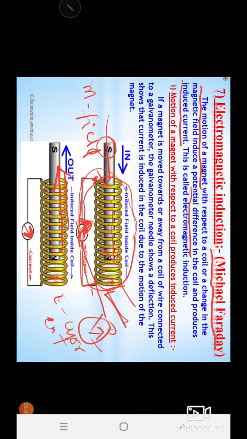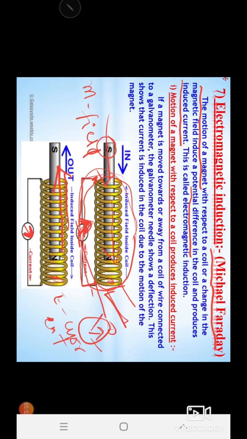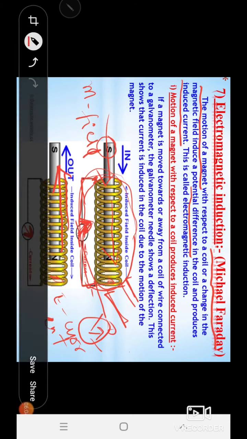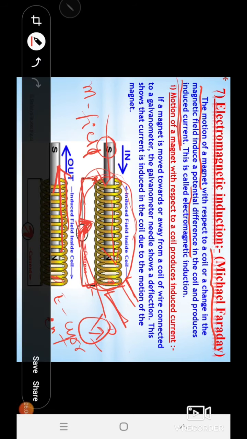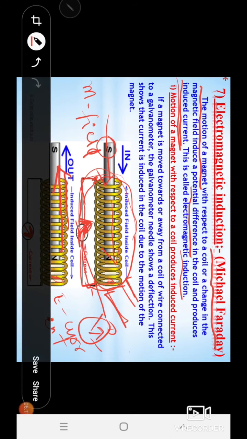Before this I said that induced current means the current which is produced by varying the magnetic field, or the current which is produced in a closed circuit. Here there is no connection to external devices or an external circuit, hence it is called a closed circuit. The current produced in this closed circuit is called induced current. This phenomenon is called electromagnetic induction. This is very important, so try to keep it in mind.